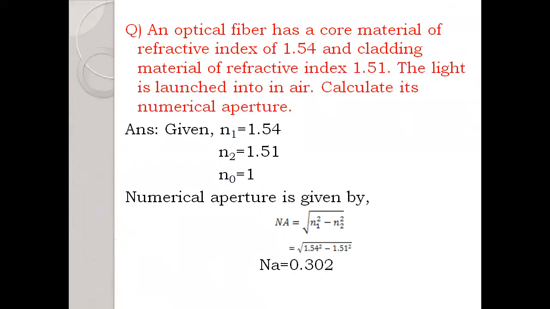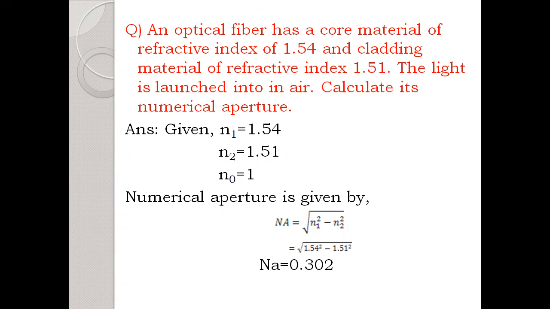Let us see one numerical based on this numerical aperture formula, where they have given you the refractive indices of core and cladding material, and the light is launched from the air medium. That means the surrounding medium is air, that is n naught is equal to 1, and they are asking you to find the numerical aperture with the formula NA is equal to square root of n1 square minus n2 square. Just substituting the values in the formula, you'll get the value for numerical aperture.